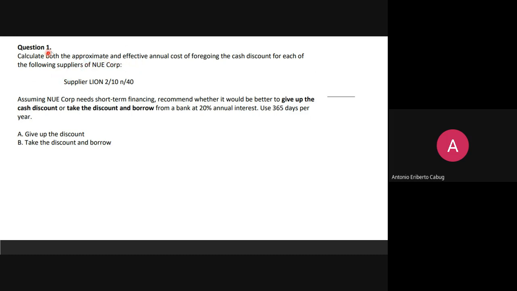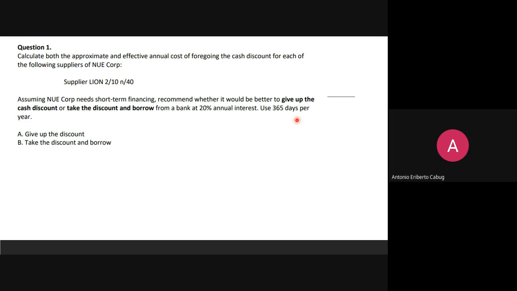Okay. Calculate the approximate cost of forgoing the cash discount for each of the following suppliers of new corporation. Supplier Lion 210 and 40. Assuming new corp needs short-term financing, recommend whether it would be better to give up the cash discount or take the discount and borrow from a bank at 20% annual interest using a 365 days year.